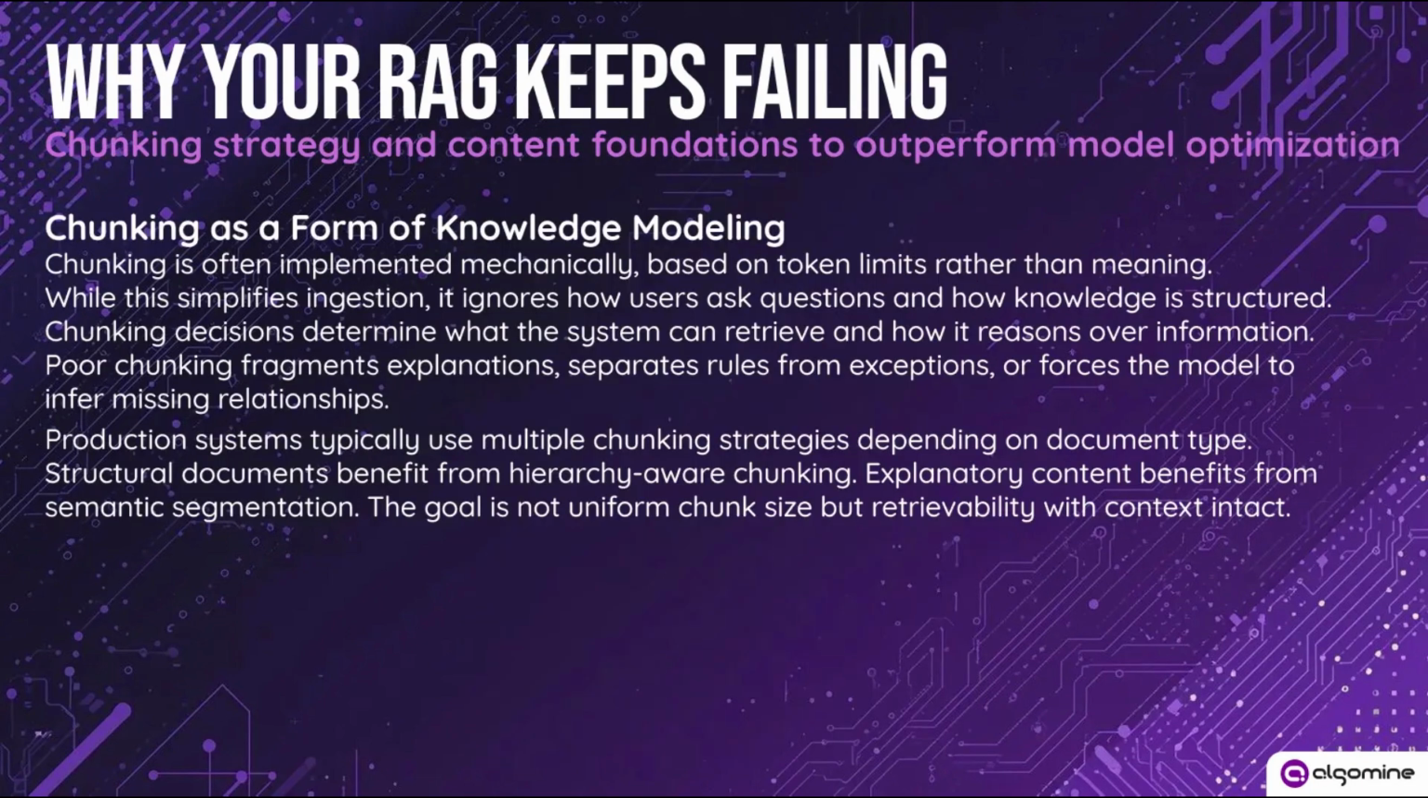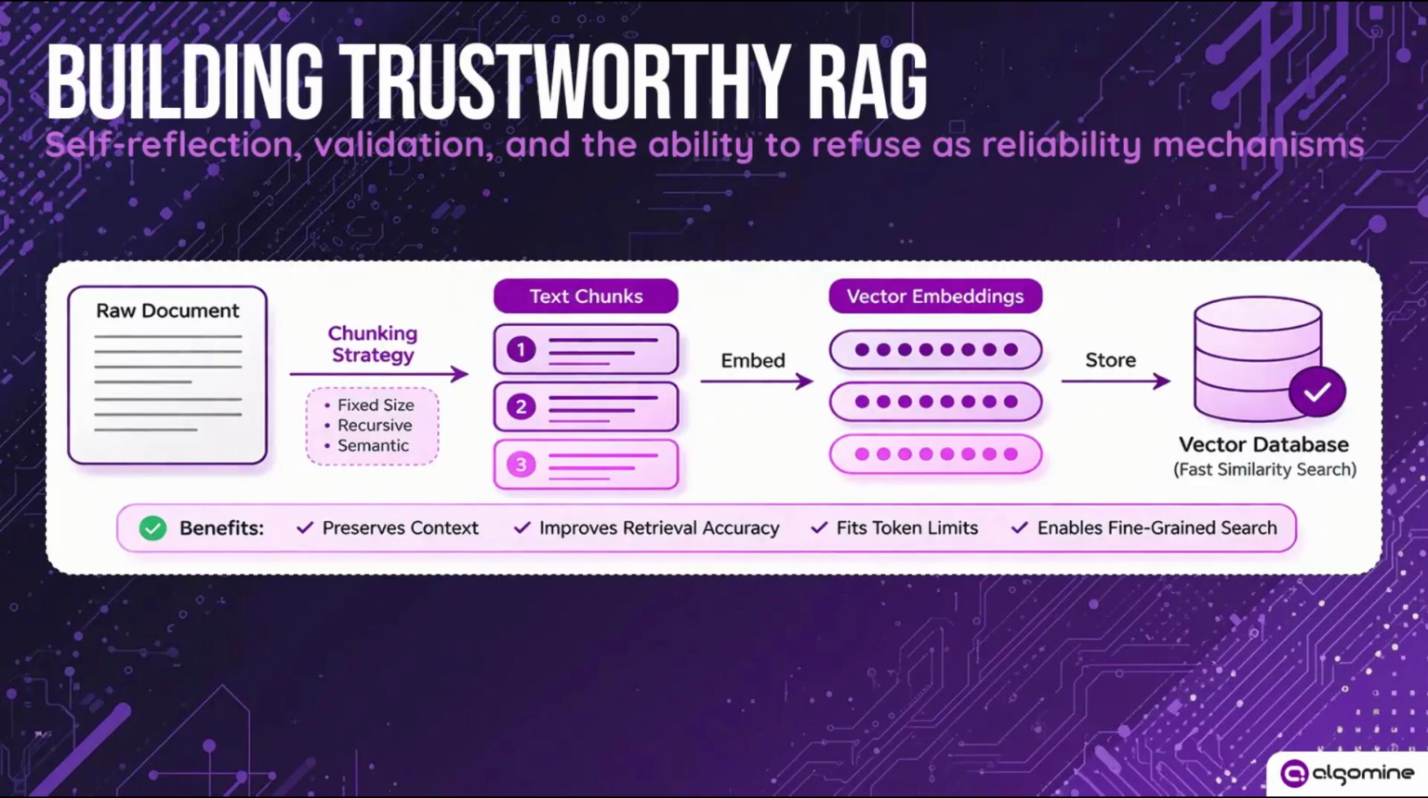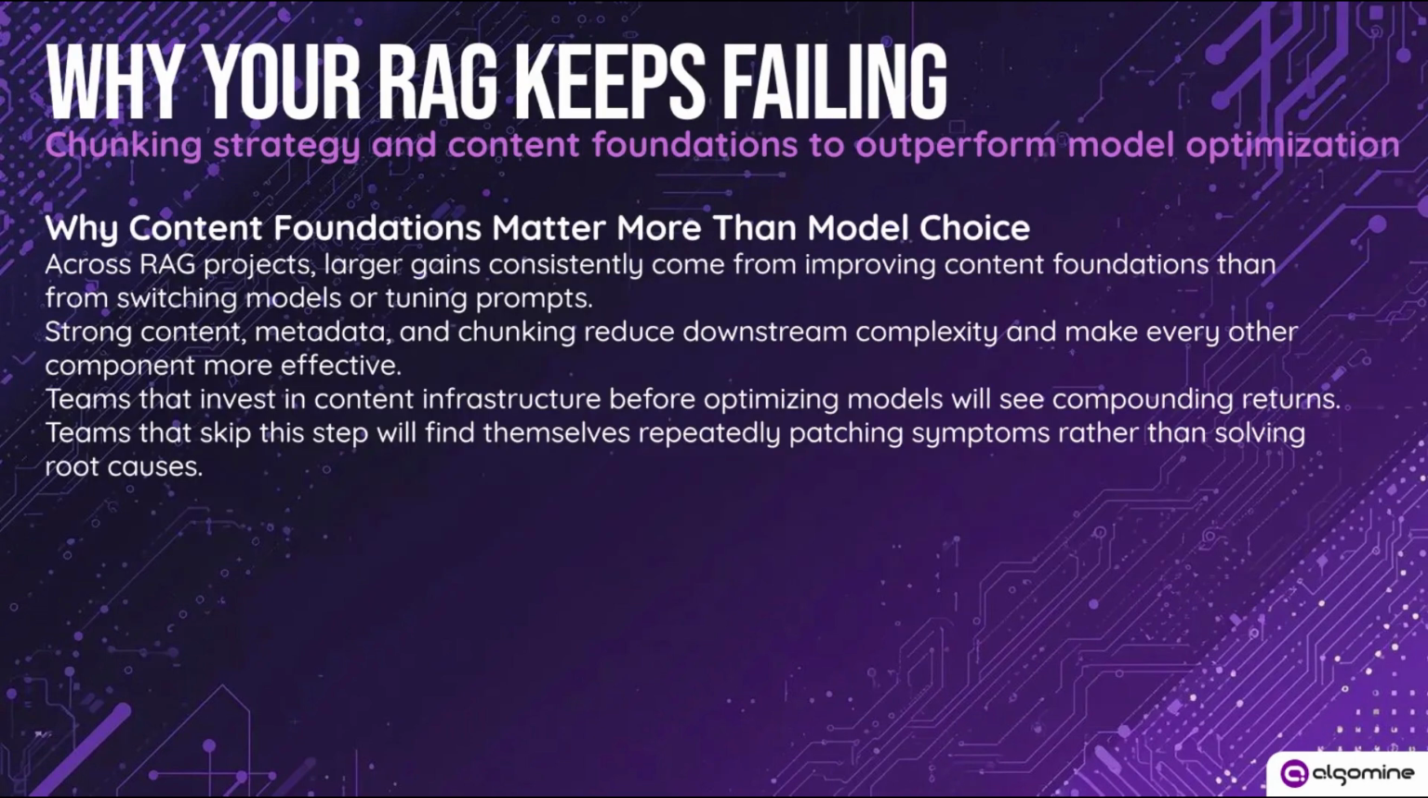Chunking is often done mechanically based on token limits rather than meaning, but chunking determines what the system can retrieve and how it reasons. Poor chunking fragments explanations, separates rules from exceptions, and forces the model to infer missing relationships. Production systems use multiple chunking strategies depending on document type. The goal isn't uniform chunk size, it's retrievability with context intact. Here's the key insight: improving content foundations delivers larger gains than switching models or tuning prompts. Strong content, metadata, and chunking reduce downstream complexity and make every other component more effective.